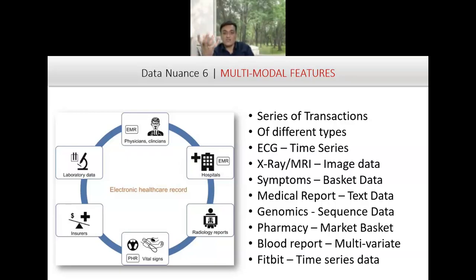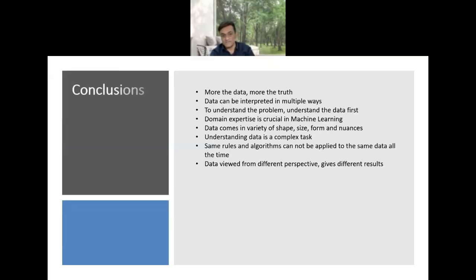So when we are dealing with this sort of problem, we need to have a clear understanding of all the data nuances we have discussed so far. Data cannot be treated with the same method, algorithm, or problem solution mechanism. It has to be dealt with a different methodology until and unless you understand the nuances of this data. Finally, I would like to conclude: the more data you have, the more truth you have. Data can be interpreted in multiple ways. To understand the problem, understand the data first. Until then, you will not be able to solve the problem.